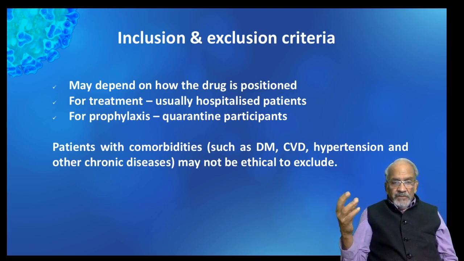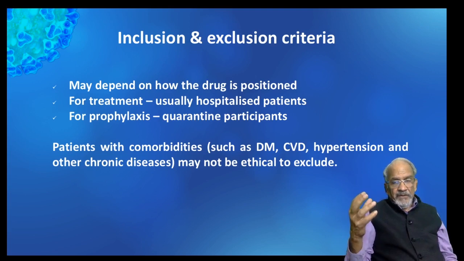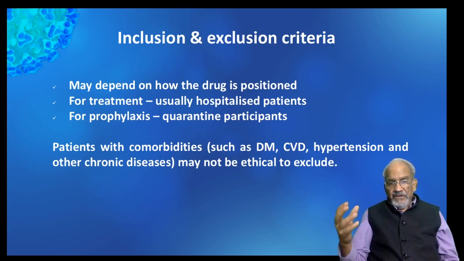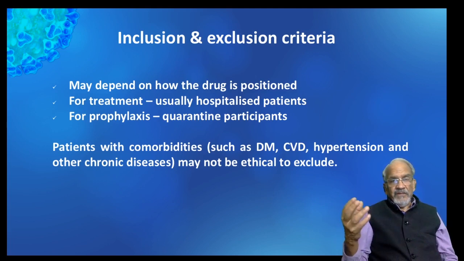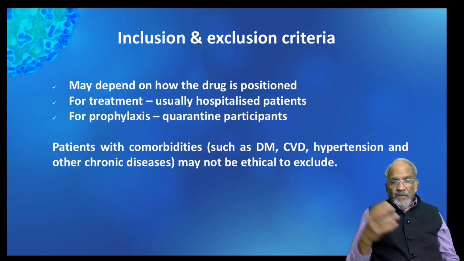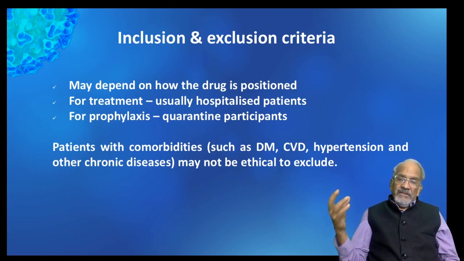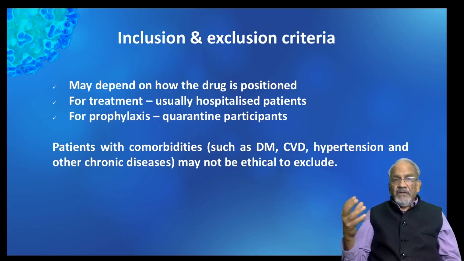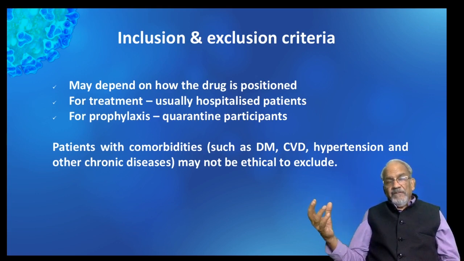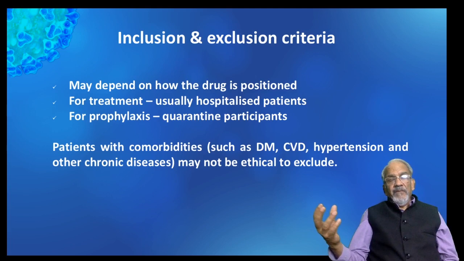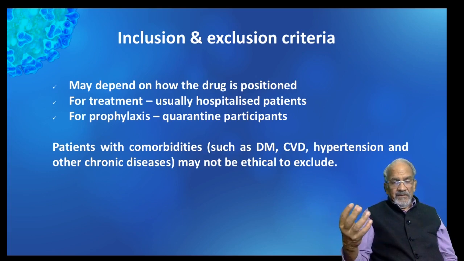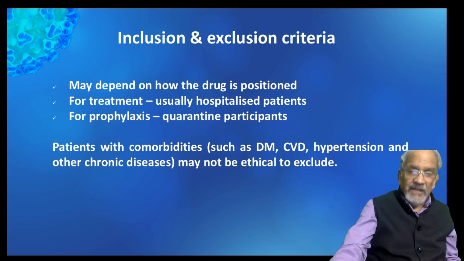The important issue is patients with comorbidities, maybe hypertension, diabetes, cardiovascular disease, and other chronic diseases where the mortality is high, whether they should be included in a trial or not. Usually in trials, they are not preferred. But in this situation, denying them a possible therapeutic success may be considered unethical. And that is the dilemma also.